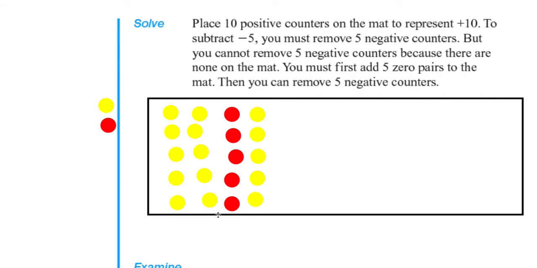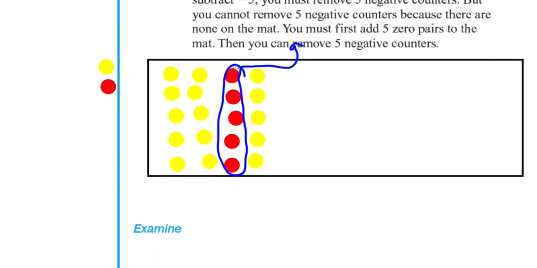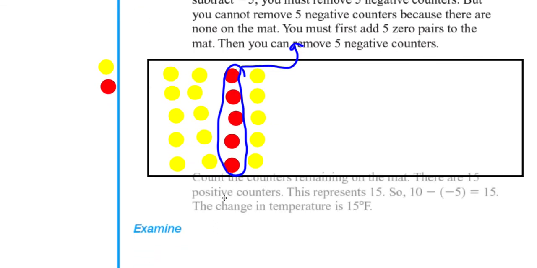So now you have 5 negative counters that you can remove. So we remove that. We get these 5 negative counters, and we take them out of the mat. As you do that, you notice that there are 15 positive counters left. So this represents positive 15. So 10 minus negative 5 is actually 15. So the change in temperature is 15 degrees Fahrenheit.